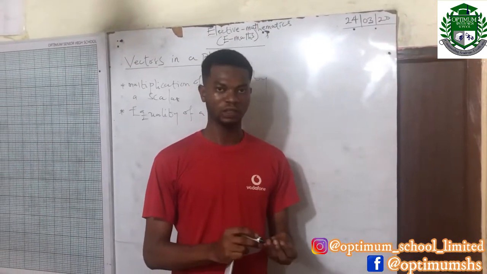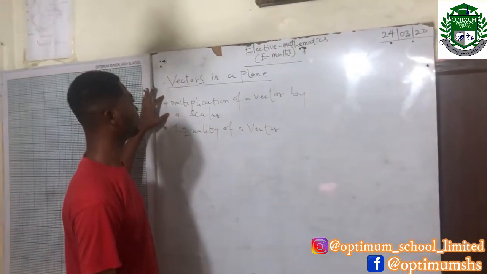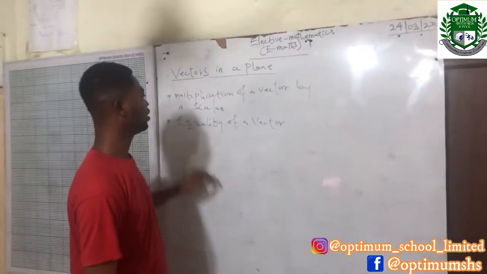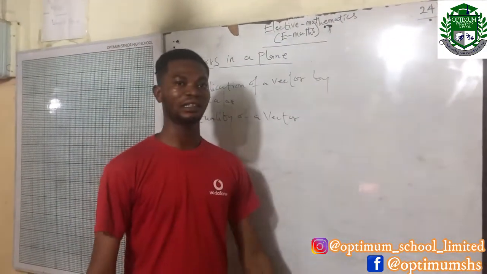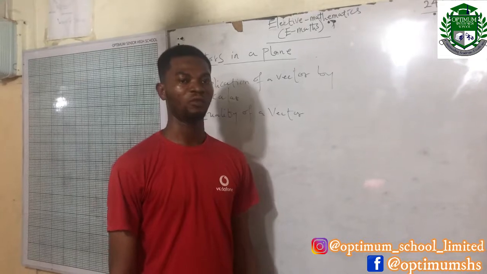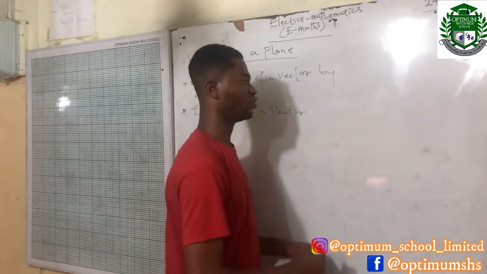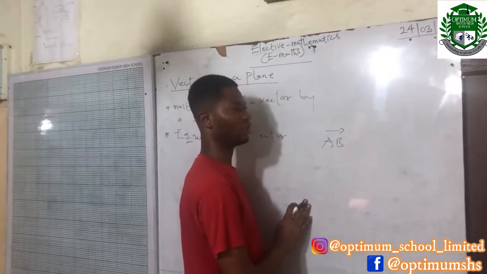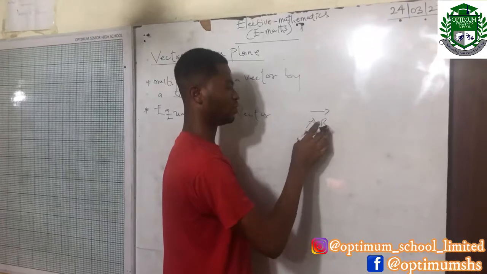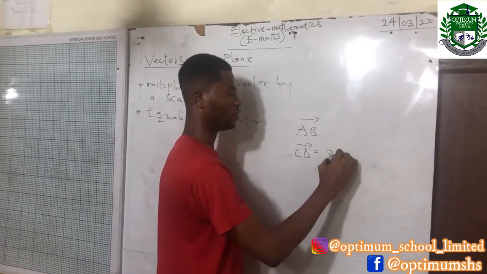So with the continuation, let's look at the following subtopics. We'll be dealing with multiplication of a vector by a scalar and then equality of a vector. What do we mean by a scalar? A scalar is just any number. Okay, it could be negative, it could be positive, it could be a fraction. So assuming I have a vector AB, and then I have CB, and then let's say CB is equal to 3AB.